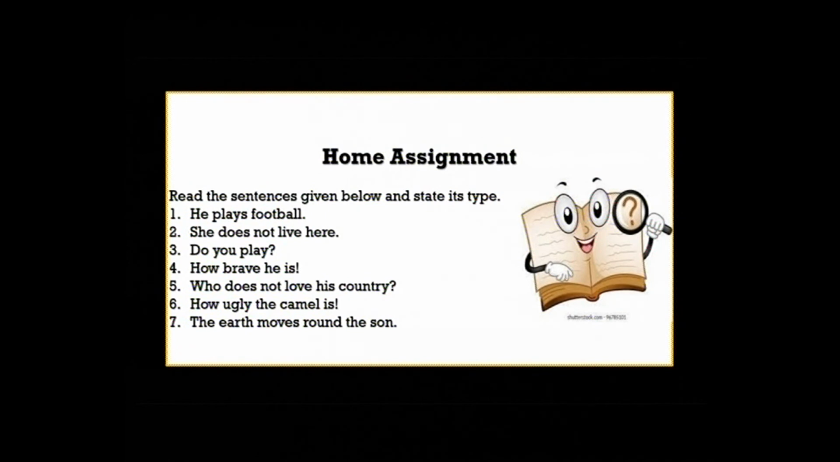Now, note down your homework. Home assignment. Read the sentences given below and state its type. Till then, you have done the 3 types, that is assertive. In assertive, it is affirmative or positive and negative, right? For second, you have done interrogative, and for third, you have done exclamatory sentence. Now, you will write the type of these sentences. For assertive, you have to write whether it is affirmative or negative.